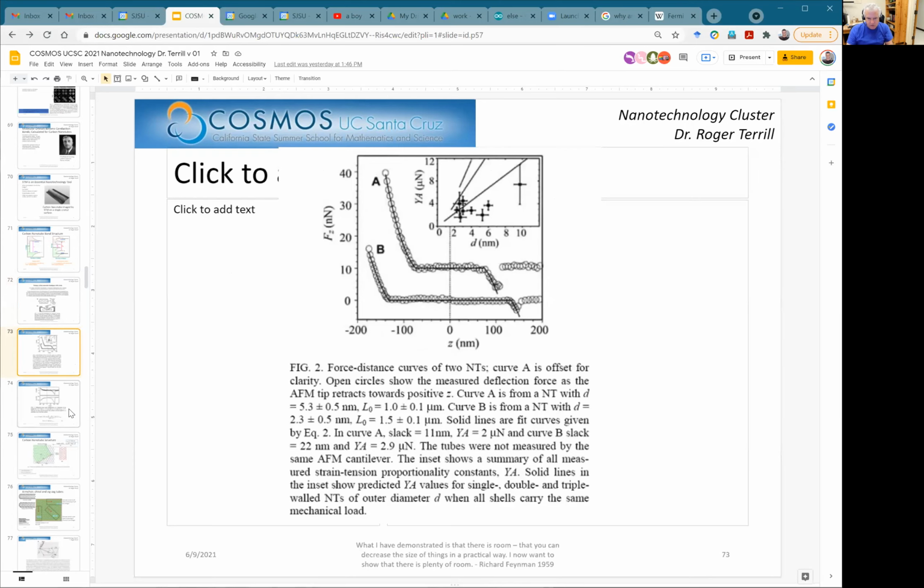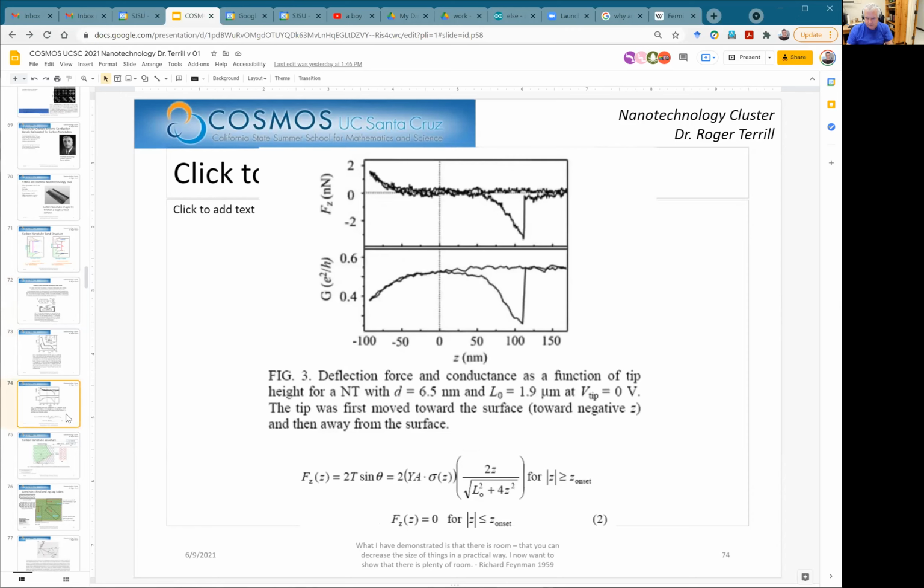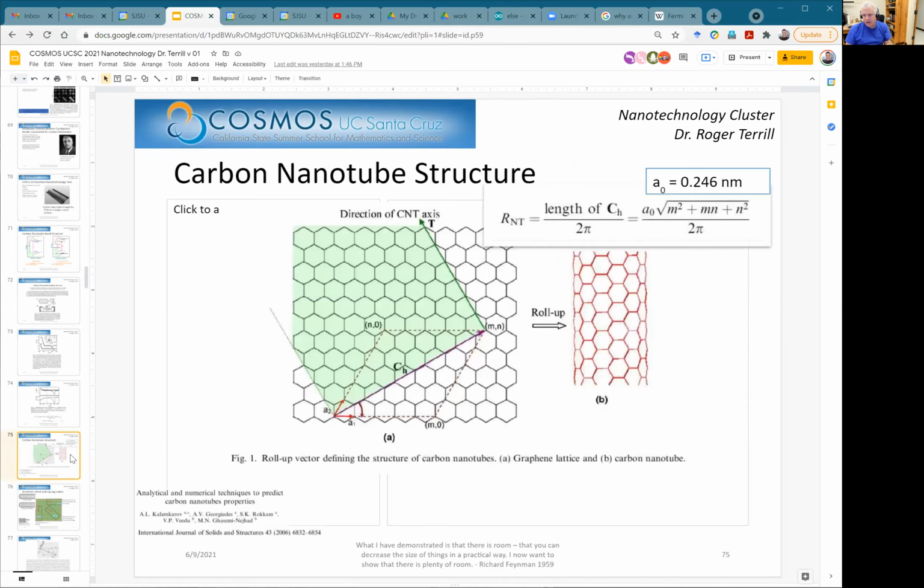And let's skip this nonsense. We don't know enough about AFM to really analyze this. But this was done on zigzag tubes. And for the life of me, I cannot remember what zigzag versus armchair tubes are. But I'd like you to think about this diagram for a moment.